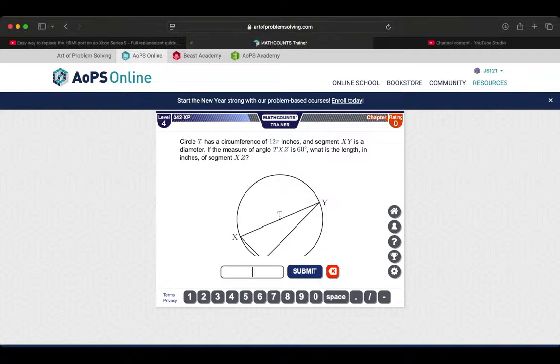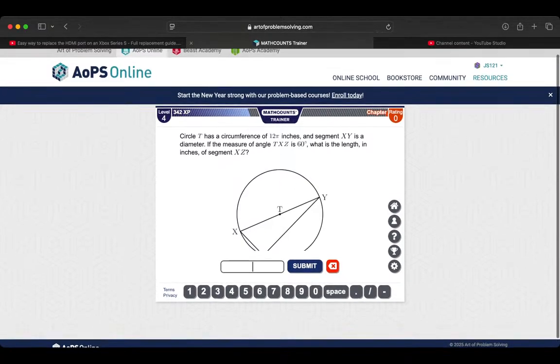Alright, now we got this one. Circle T has a circumference of 12 pi inches, and the circumference is 2 pi r. A is equal to pi r squared. Okay, gotta keep that memorized. I need a review. Alright. XY is a line, so it's a diameter. This is the measure of angle TXZ.